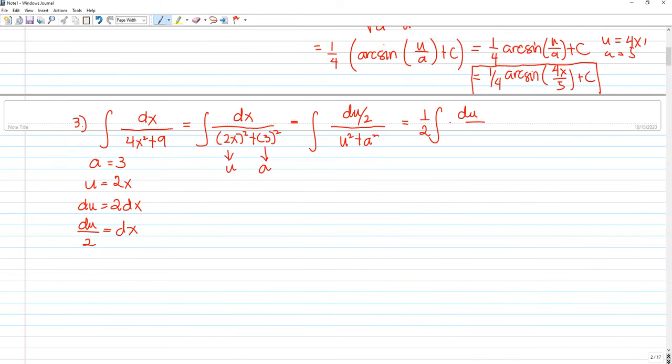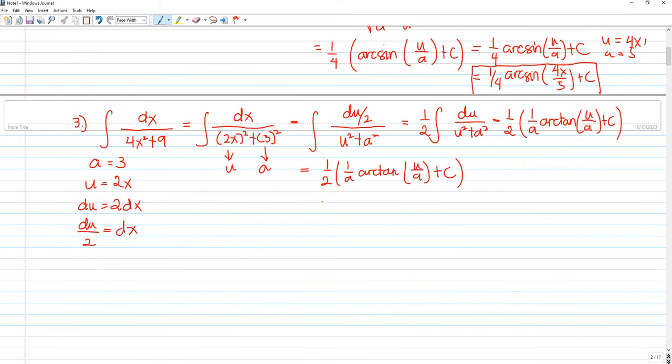And then we have du all over u squared plus a squared, in which we know that this would be an arctan again. So we have 1/2 times 1 over a arctan of u over a plus c. So we distribute 1/2. So we have 1/2 times 1 over a arctan of u over a plus c now.